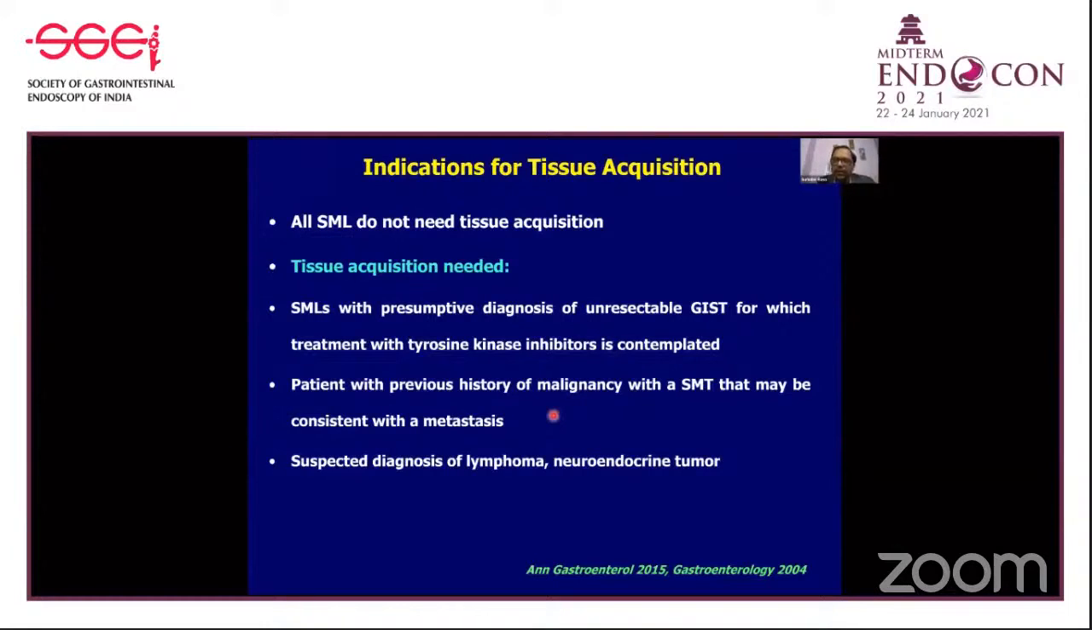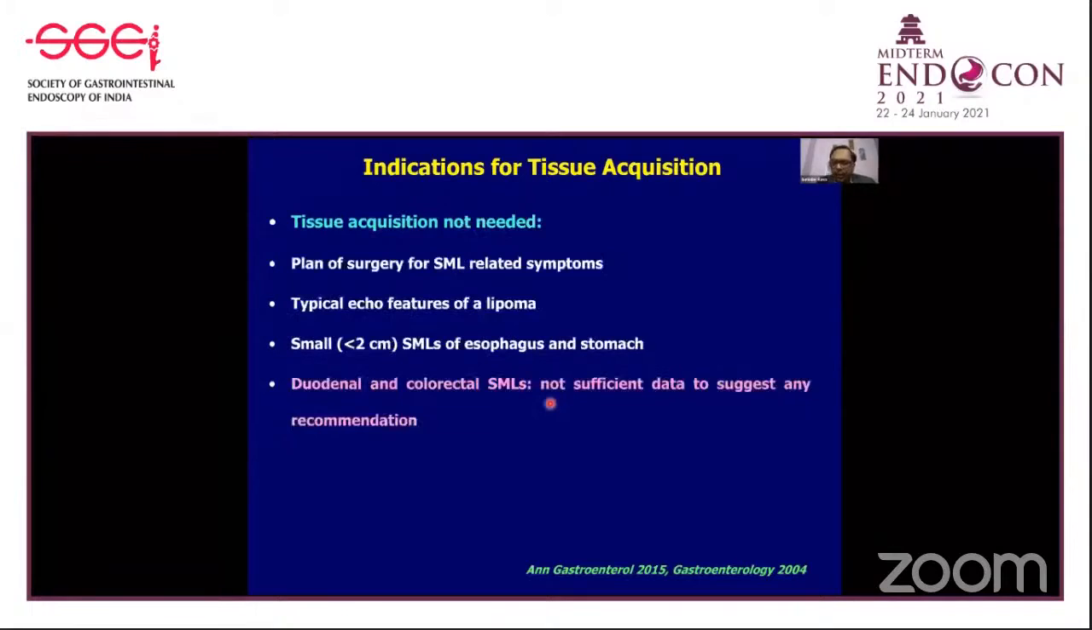And finally, if on EUS you think that it could be a lymphoma or a neuroendocrine tumor, then again tissue acquisition is needed. However, tissue acquisition is not needed if the submucosal lesion is symptomatic, for example, with pain or bleeding, and surgery is anyway needed. In that situation, tissue acquisition is not needed. If there are typical echo features, that is a hyperechoic lesion of a lipoma, and small submucosal lesions of less than 2 centimeters in the esophagus and stomach, they are by and large benign. If you have typical EUS features of a benign lesion, then tissue acquisition is not needed, and these lesions need to be on a serial follow-up.